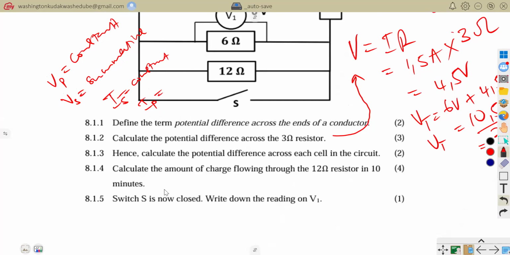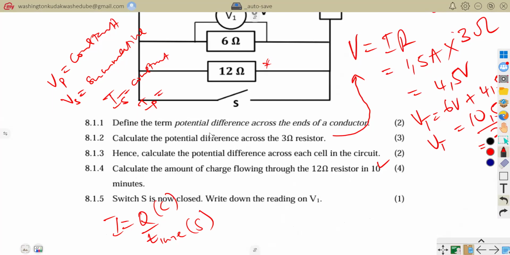Summative. Now they're saying calculate the total amount of charge flowing through the 12 ohm resistor, this 12 ohm resistor, in 10 minutes. What becomes the amount of charge flowing through the resistor? So how do we find charge? We know that current is what? Charge per unit time. And we are given the time, which is 10 minutes. We convert those minutes into seconds, our time in seconds. Well, this one becomes coulombs, and then our current will be in amperes.